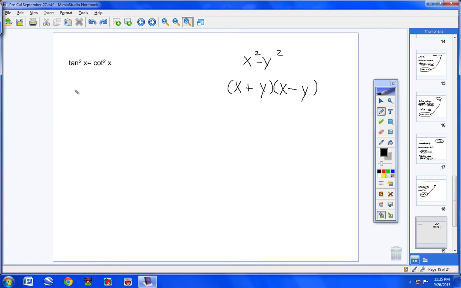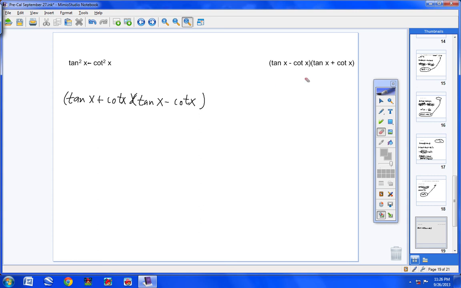Well, we do the same thing here. Just your parentheses will be a little bigger because you have bigger words to write. Do we know the square root of both of these terms? Yes, we do. What's the square root of tangent squared? Tangent. So I'm going to write tangent here and tangent here. What's the square root of cotangent squared? Well, cotangent, so I put cotangent here and cotangent here, and then make one positive and make one negative.